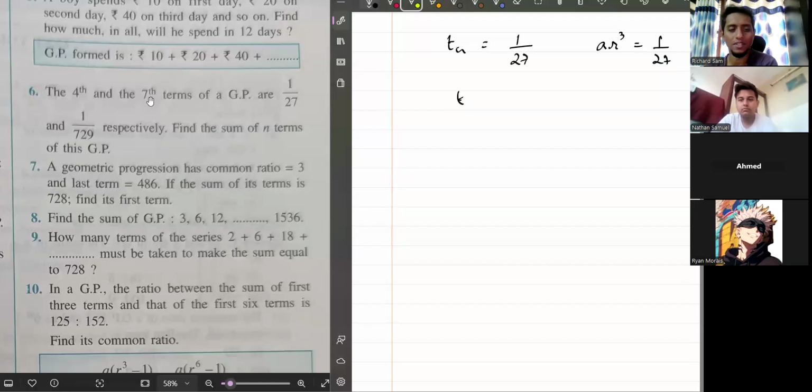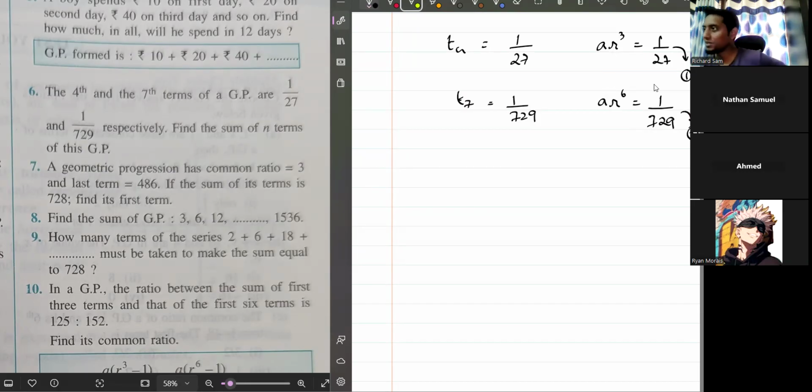Next, the seventh term is T7. T7 is 1 upon 729. How do you represent T7? A r raised to 6 is 1 upon 729. So this is your first equation and second. Now, how do you solve this? It's like a simultaneous equation, but there's no addition or subtraction. So you don't add or subtract the equations. You'll have to multiply or divide. So we'll divide the second equation with the first equation.